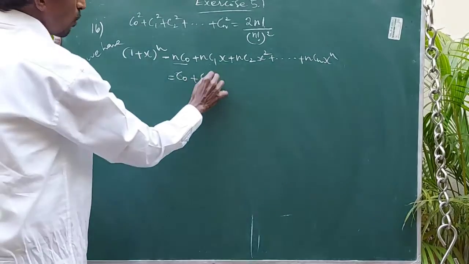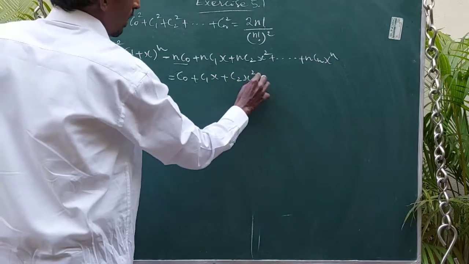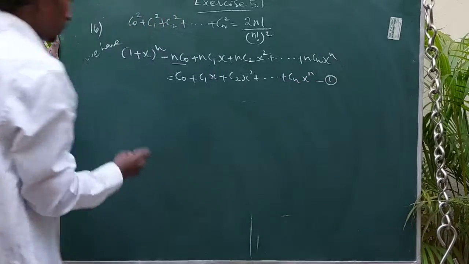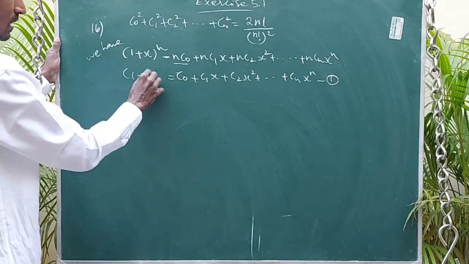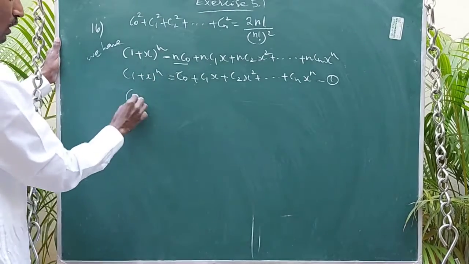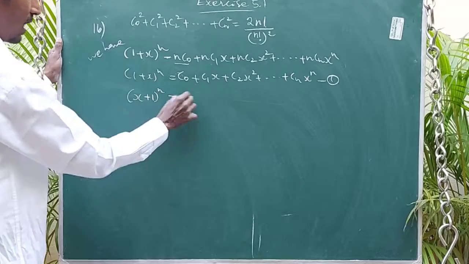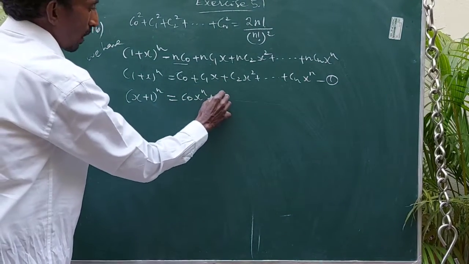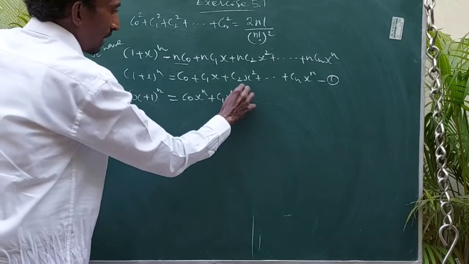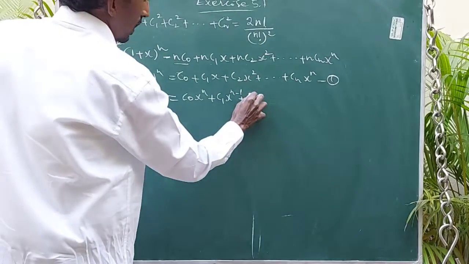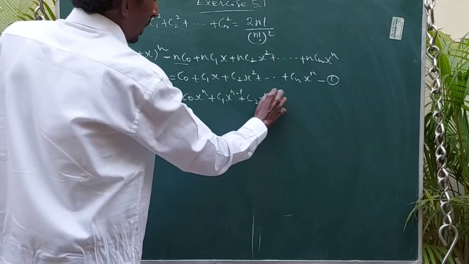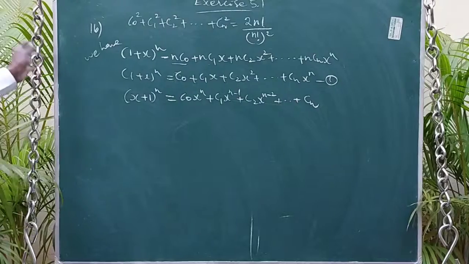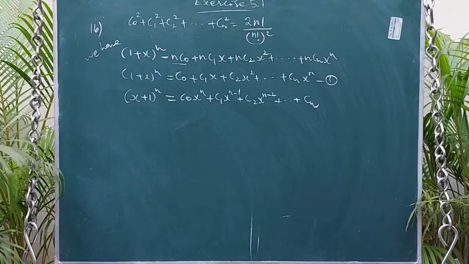C0 plus C1x plus C2x square plus etc. Cn x power n. Take it as 1, 1 plus x the whole power n. Suppose if we rearrange the terms, x plus 1 the whole power n, the same but in reverse order: C0 x power n plus C1 x power n minus 1, last but 1, plus C2 x power n minus 2 plus etc. Cn. So we are getting this one. Take it as 2.